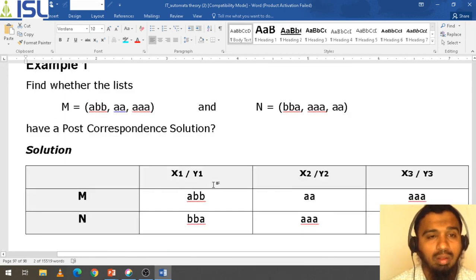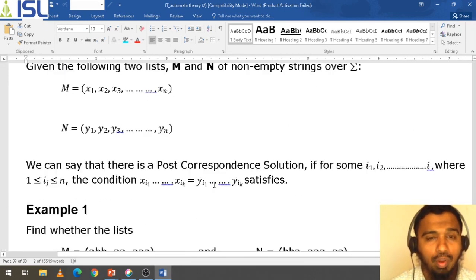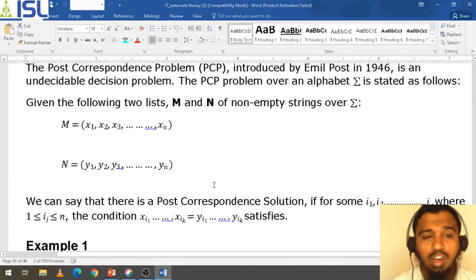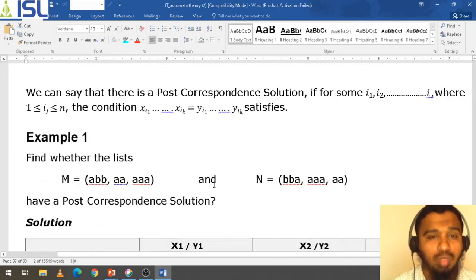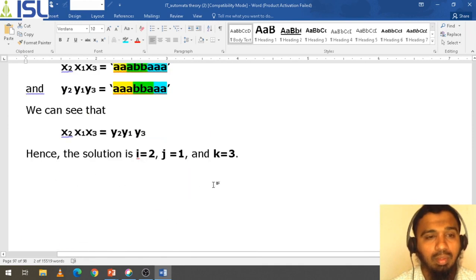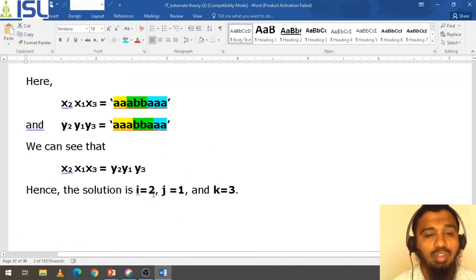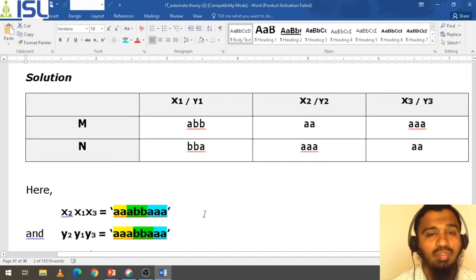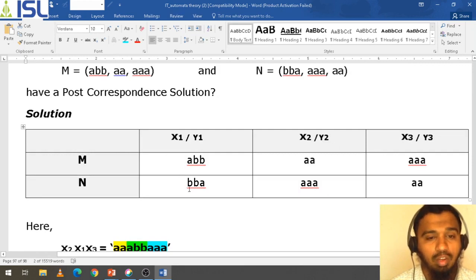Okay, I hope you understand this. This is a very easy concept. Definitely you will get a question related to this. Okay, so this is 2, 1 and 3. This is the answer. If you go in this way, we will get the solution.